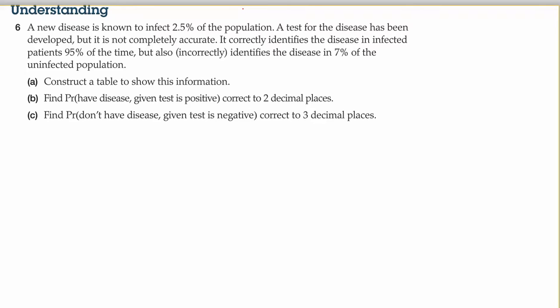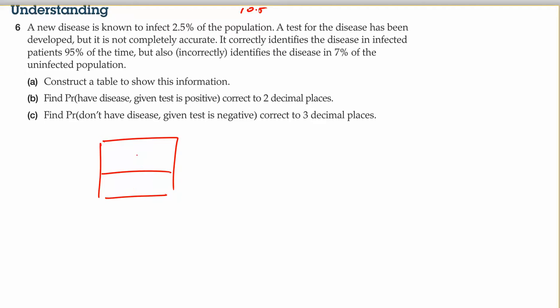Exercise 10.5 is talking about conditional probability. So this is another question where we're trying to draw a more complicated two-way table. Okay, so let's discern the information. We know the disease only infects 2.5% of the population.